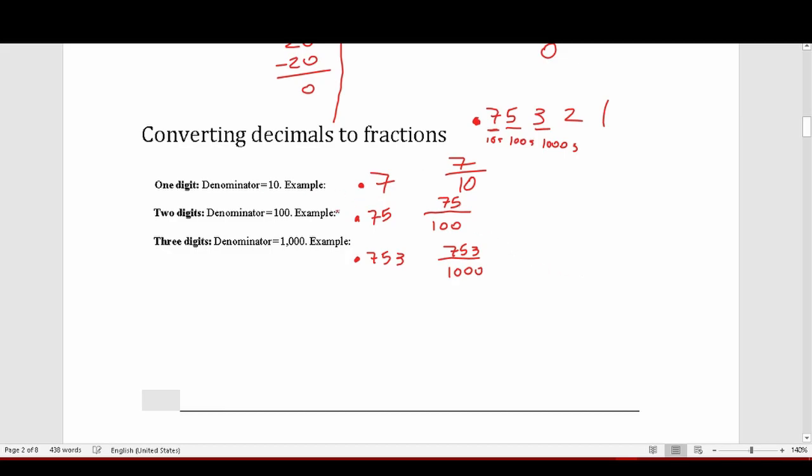Now, to get a smaller fraction from this one, for example, you could reduce or simplify the fraction. For example, I know 25 goes into 75 as well as 100. 75 divided by 25 is 3, and 100 divided by 25 is 4. Okay? So bear in mind that to get a decimal to a fraction, you find what place it's in, you put it over that tens place, and then you simplify. Okay?